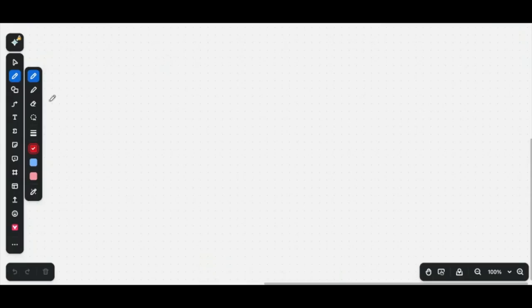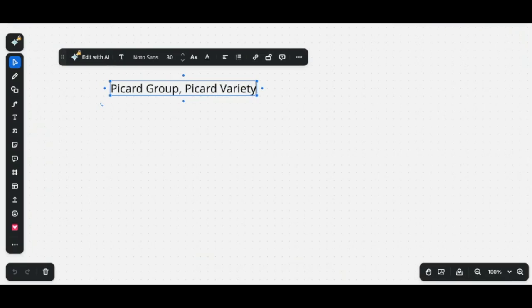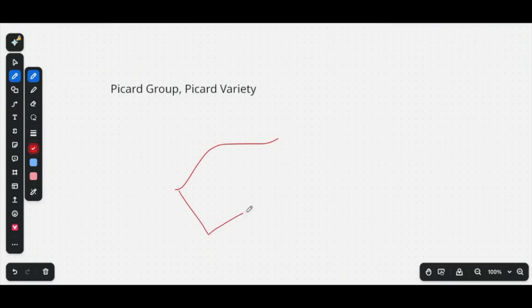Okay, so today we will talk about, let's see how to make this bigger, the Picard Group, and then the Picard Variety. Okay, so imagine I have some topological space. This is just like a sheet of something, T.